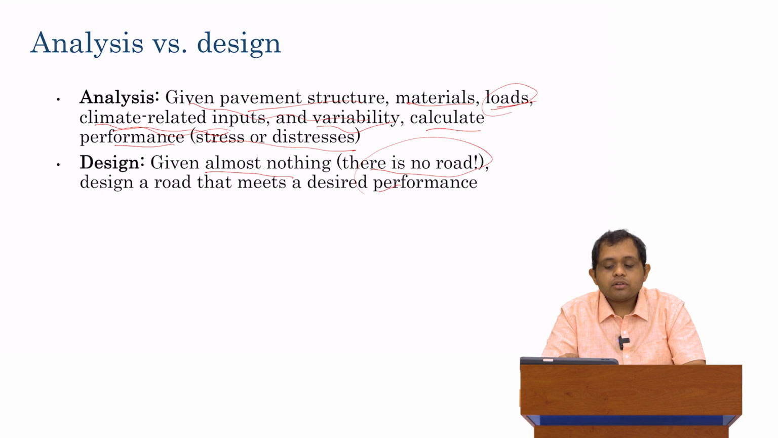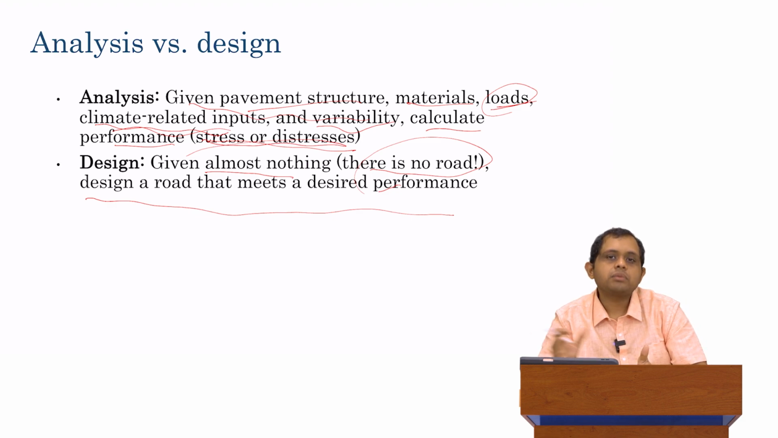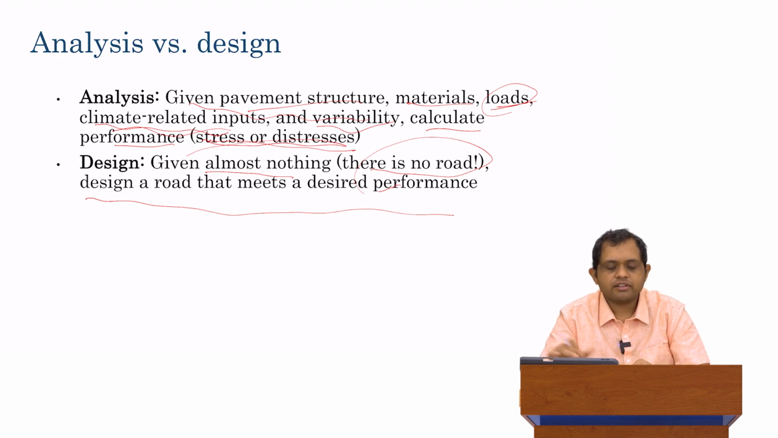Out of all that, we are not actually asked to calculate stresses or distresses in design. We are asked to design a road that meets some desired performance. Now, that desired performance could be a maximum stress. That's actually not how it's done. Or it could be some maximum amount of distress. So you could say a certain number of slabs cracked for an intersection, a certain amount of faulting, a certain crack width, etc.